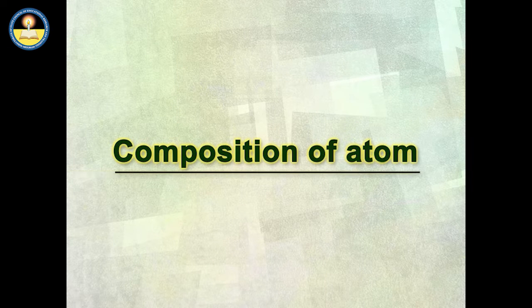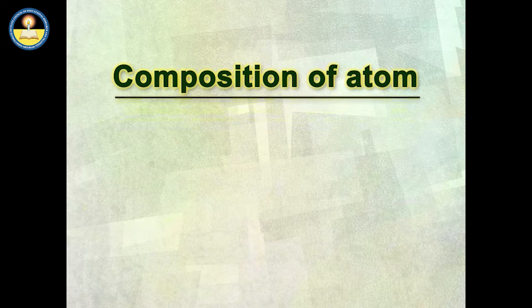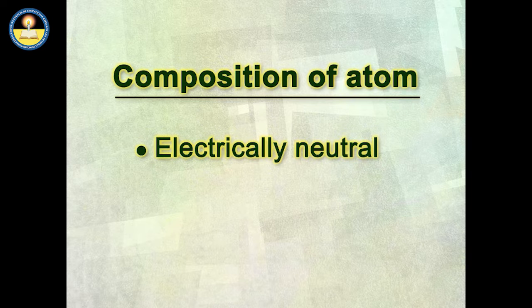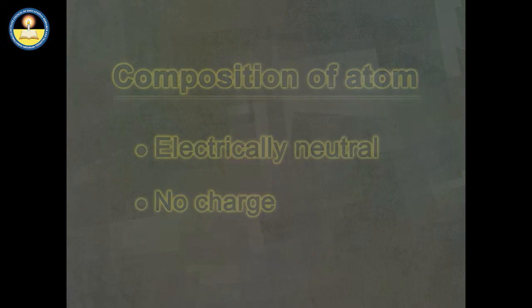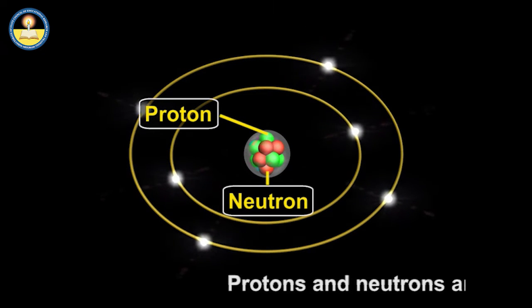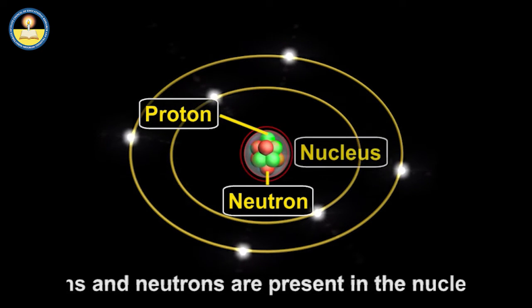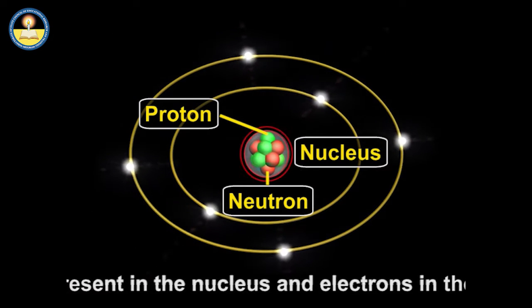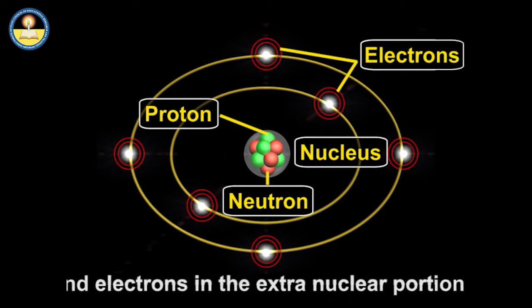Let us now learn about composition of atom. From our discussion so far, we conclude that an atom is electrically neutral, that is, it has no charge. In an atom, protons and neutrons are present in the nucleus and electrons in the extranuclear portion.